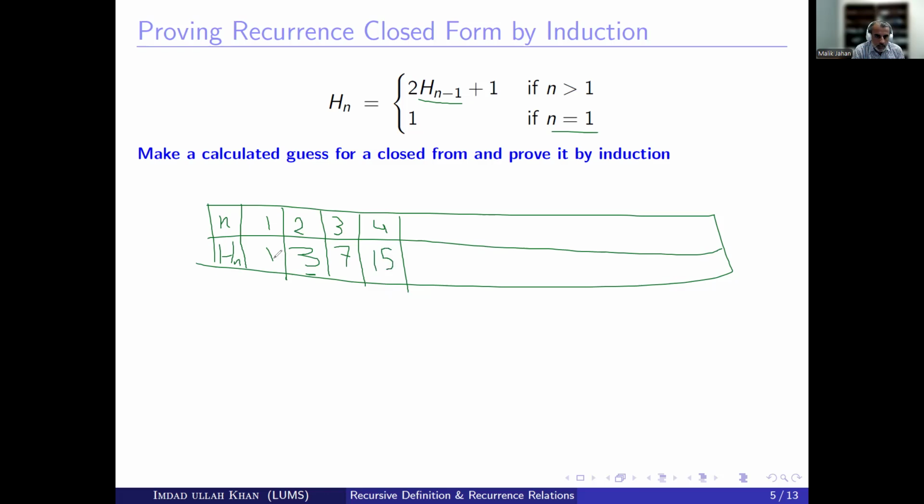Did we compute the previous ones correctly? 2 1s are 2, plus 1 is 3. 2 3s are 6 plus 1 is 7. And in the same way you can look at 5. So 2 15s are 30 plus 1 is 31. Now you can try to make an informed guess of what kind of numbers these are. You can see from here that all of these hn are essentially some powers of 2 minus 1. So this is 2 raised to the power 1 minus 1, 2 raised to the power 2 minus 1, 2 raised to the power 3 minus 1, 2 raised to the power 4 minus 1, 2 raised to the power 5 minus 1, and so on.